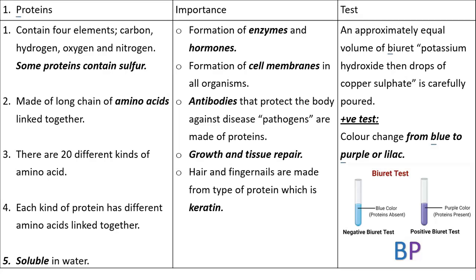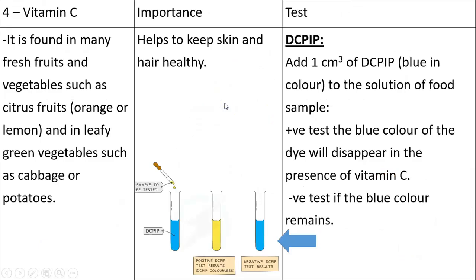When the blue color changes to purple. So, BP. Biuret proteins, blue to purple. And then finally, the test for vitamin C. Again, where can we find vitamin C? It's found in many fruits and vegetables, especially the citrus fruits like oranges and lemon, and in leafy green vegetables as well, such as cabbage or potatoes.